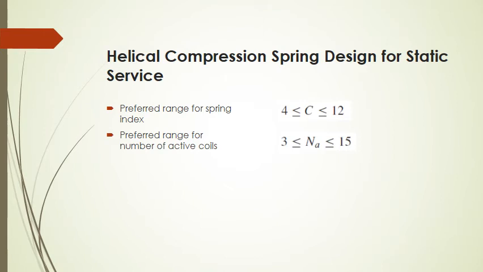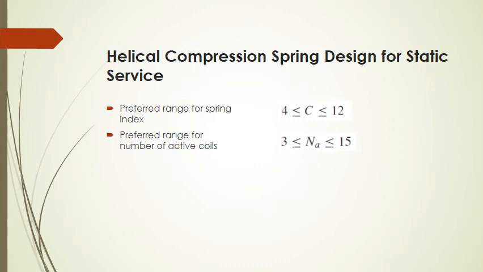Some more restrictions have been implemented from the stability conditions and from the experience of the spring, regarding what the value of the spring index should be. For most applications, the spring index should range from 4 to 12. And the preferred number of active spring turns should be from 3 to 15.